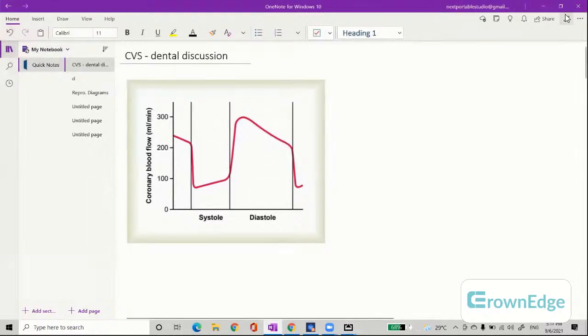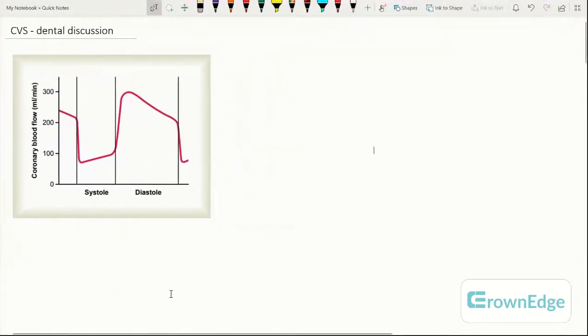So this is the diagram that I wanted to show you for the first question. You can see over here that in the systole, the blood flow is decreasing, but in the diastole, it is going to increase. It is maximum during the diastole. So this can be given to you as a pictorial or diagrammatic question.